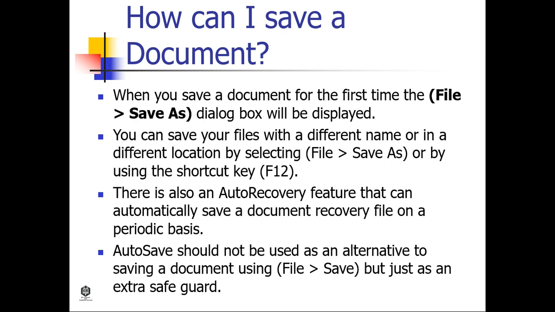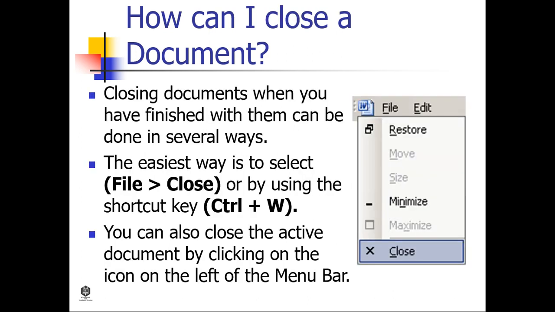When you save a document for the first time, the File, then Save As dialog box will be displayed. You can save your files with a different name or in a different location by selecting File, then Save As, or by using the shortcut key F12. There is also an auto-recovery feature that can automatically save a document recovery file on a periodic basis. Autosave should not be used as an alternative to saving a document using File, then Save, but just as an extra safeguard.